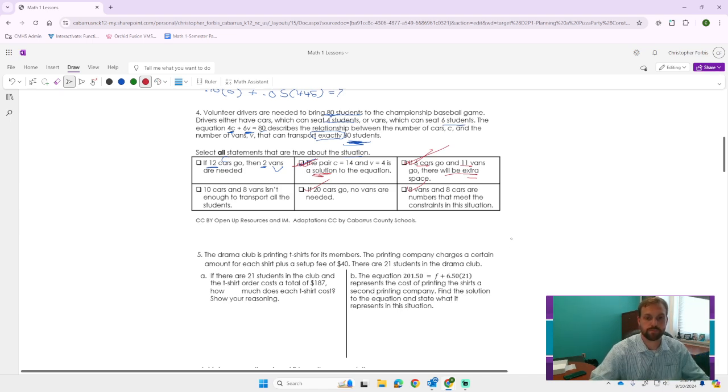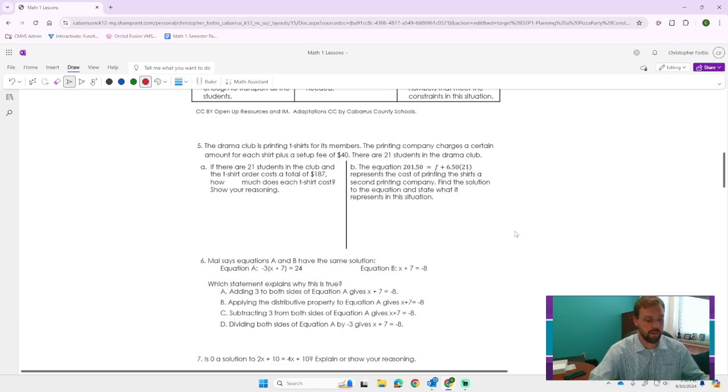Let's move on to 5. The Drama Club is printing T-shirts for its members. The printing company charges a certain amount for each shirt plus a fee of $40. There are 21 students in the Drama Club. All right, part A. If there are 21 students in the club and the T-shirt order cost a total of $187, how much does each T-shirt cost? And show your reasoning. All right.